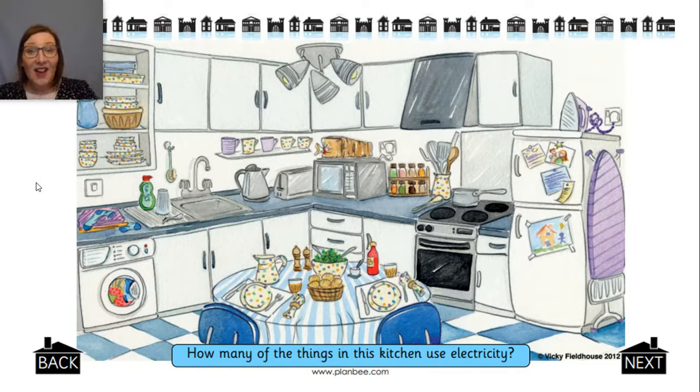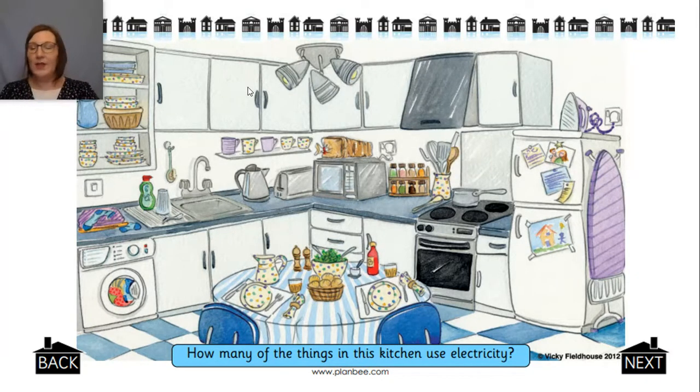Okay, did you decide? There's so many things, isn't there? We've got a microwave, a toaster, a kettle, the oven, the fridge, the lights, the washing machine, the cook hood, when you have to turn the extractor fan on, the iron, so many things. All of these things need electricity to work.